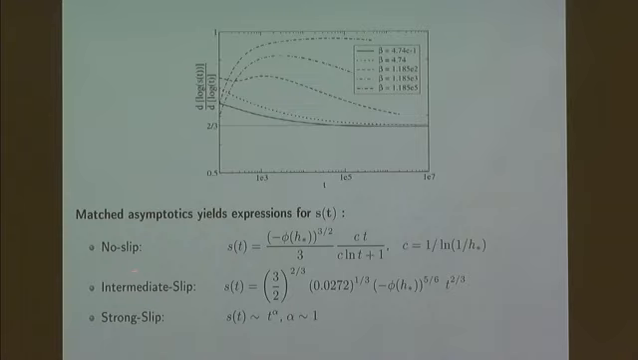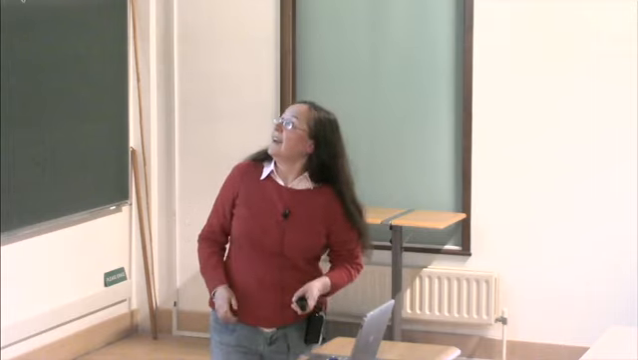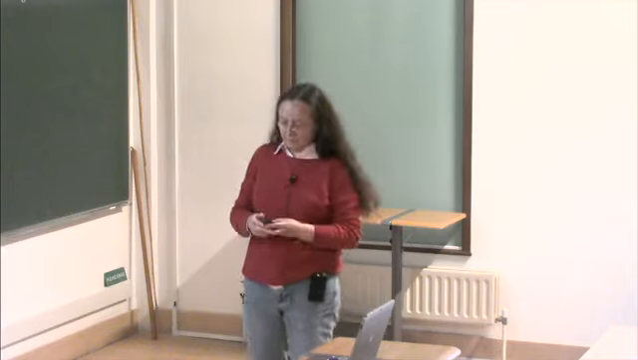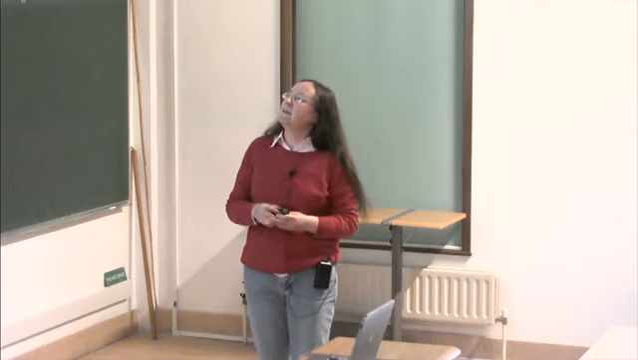Very different for the intermediate slip model, because here we find that the evolution of the rim goes with the law of t to the 2/3, and that means the dewetting rate is t to the minus 1/3. What does that mean? What this means, I'll tell you in a minute.